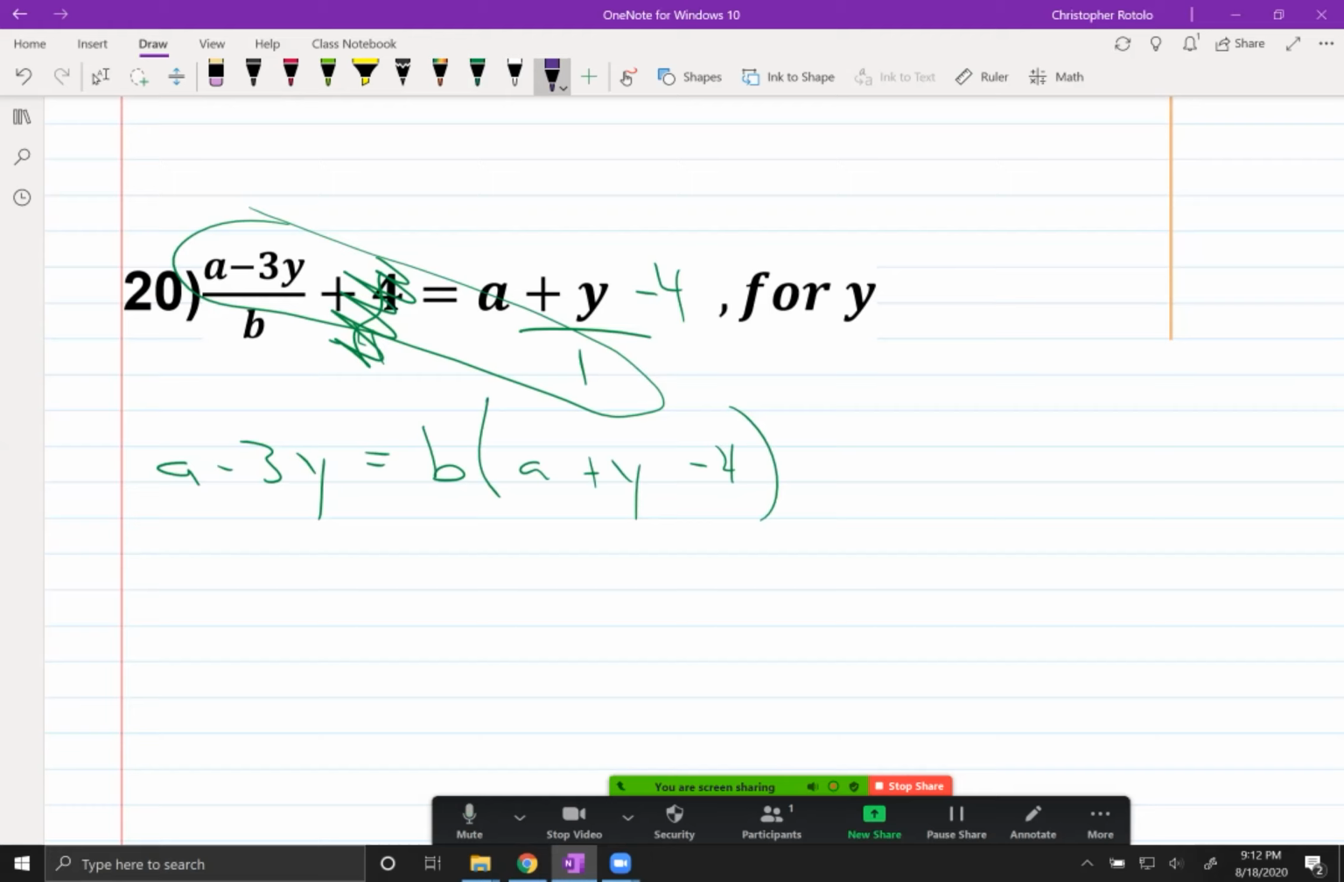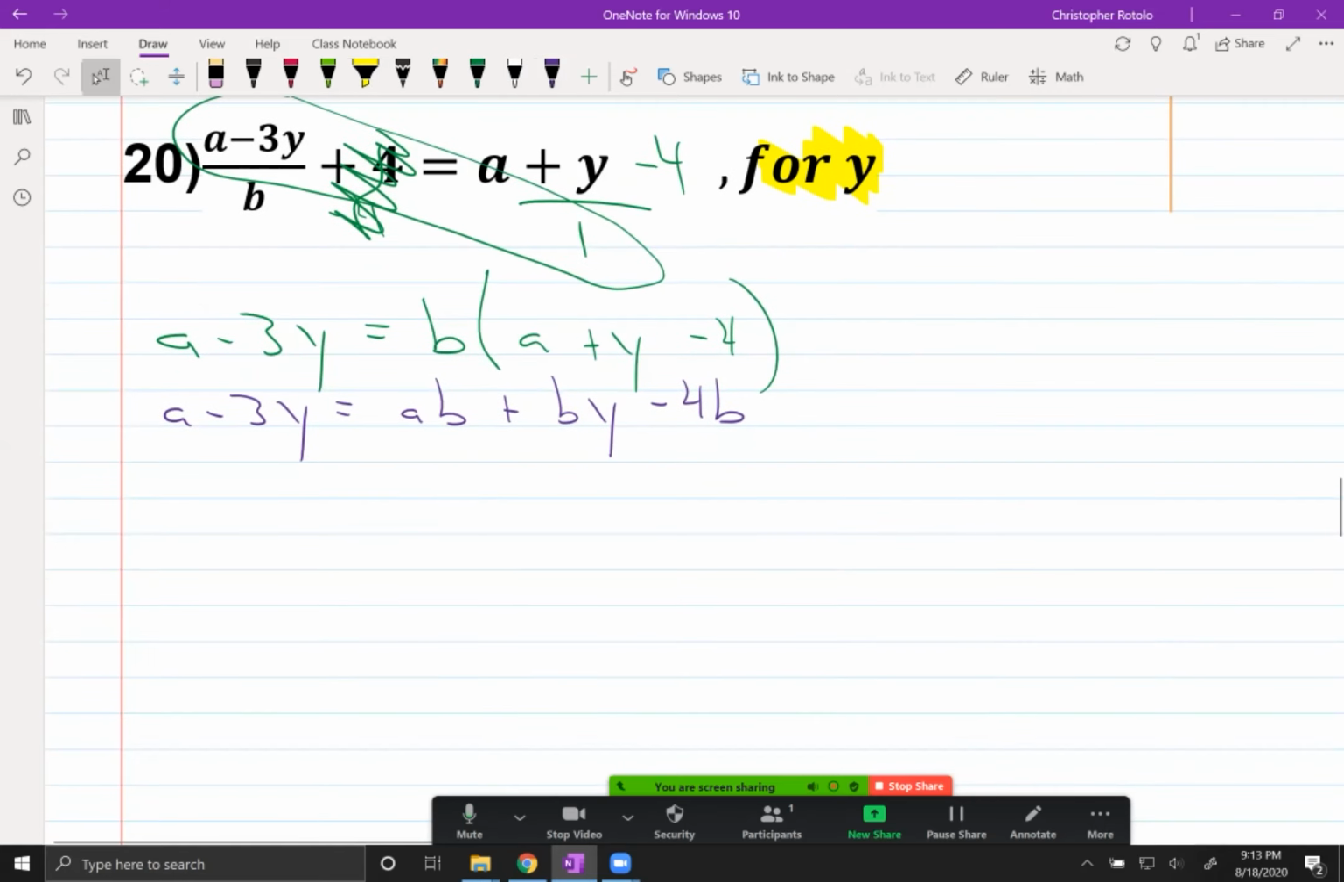Why do I think that? Because if I divide by b, I would be back to where I started. Well, I've moved the 4, but it really wouldn't be helpful. So let's get one more line here, minus 3y, and then we'll start to move everything around, right? BA and AB, same thing, plus BY, minus 4B. And remember, all this time in the background, I'm trying to get y by itself.